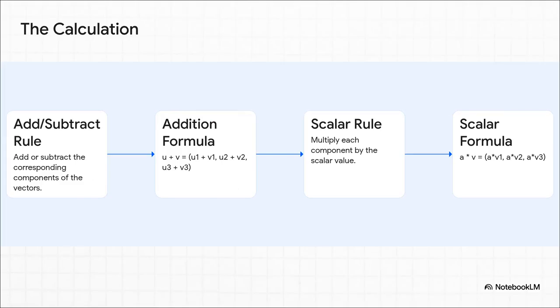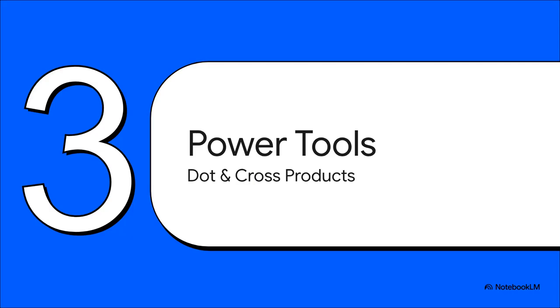And here's the best part. The math is surprisingly simple. You can forget about the arrows for a second. To add or subtract vectors, you just add or subtract the matching components. To scale a vector, you just multiply every single component by your number. It's really that easy.